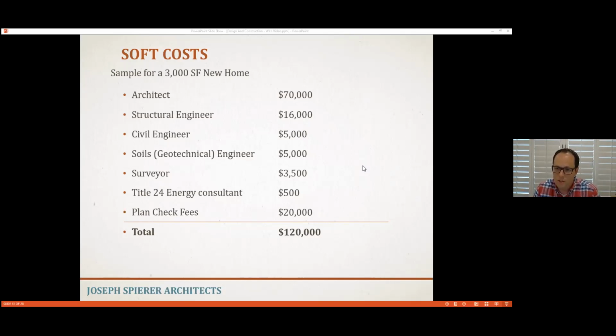And then Sandy here says, does the cost per square foot include developer and permit fees? And I think I'm answering that right now. So no, it does not. It does not include that.